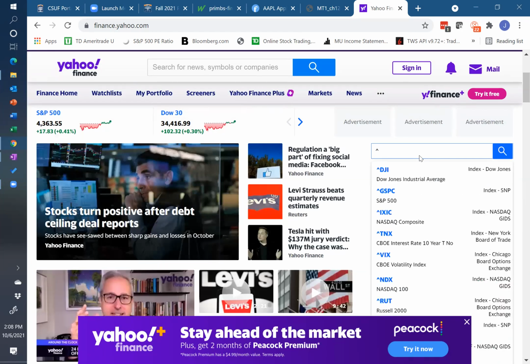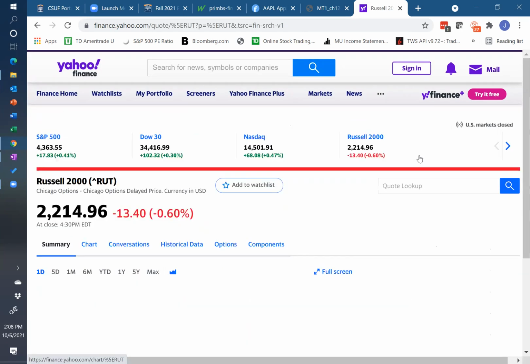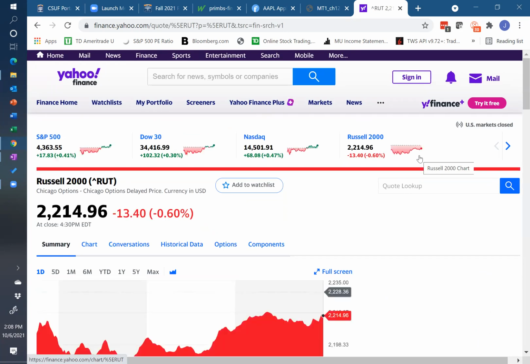No, Russell 2K is small cap. Is 3K mid cap? But that 3K is large cap.